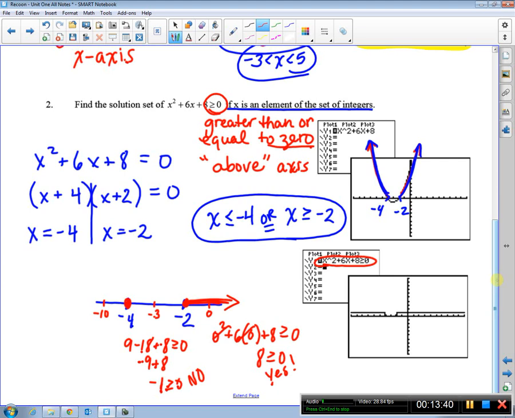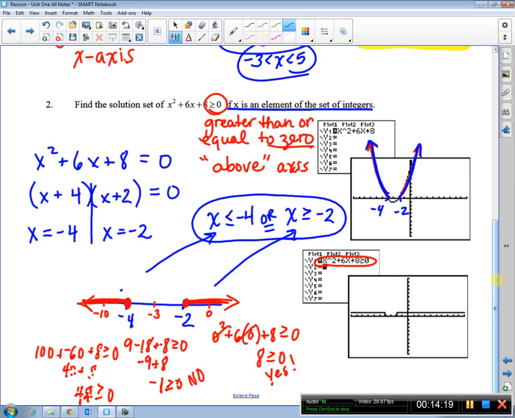And checking -10. -10 squared is 100 plus 6 times -10 plus 8. Is that greater than or equal to 0? We've got 40 plus 8. Oh, my smartboard's bad down here. So 48, definitely yes, is greater than or equal to 0. Yes, we shade this way. Now you can see this answer, this shading, is the same as these two parts.